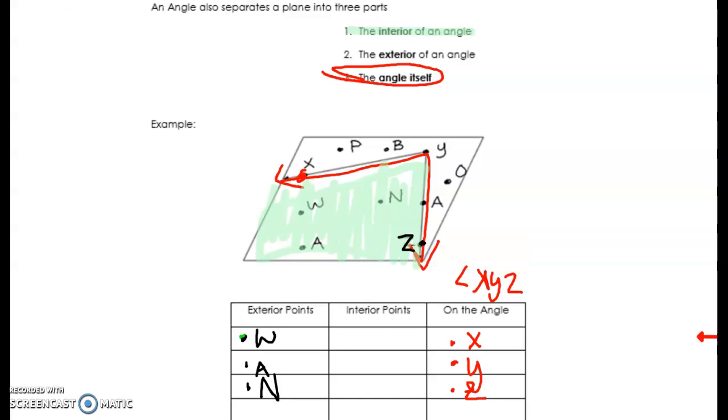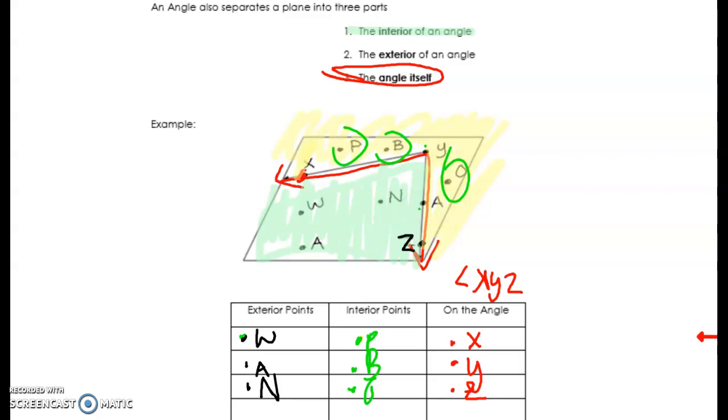And then last but not least, the exterior part of the angle. Any points that are exterior, just kind of on the outside, hanging out on the outside. Those are the exterior points on an angle. So it would be point P. We've got B and O. Now again, be careful, Y and A are not. The letters may be in the yellow area, but the points themselves are right on the angle.